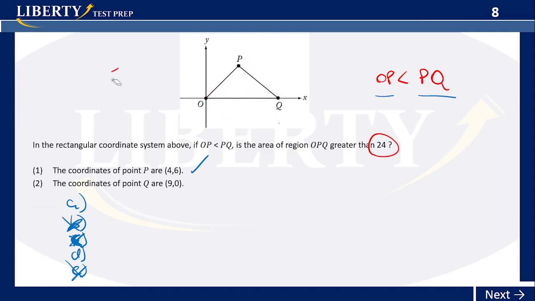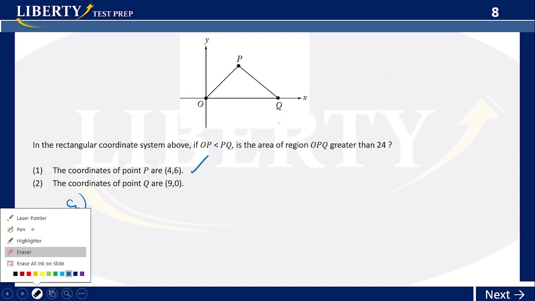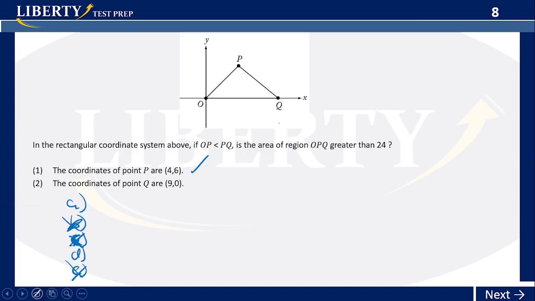Or datum, as we would say, right? So here we say, the coordinates of point Q are 9 and 0. So this one is 9, and this one's 0. We already know 0 for the center, right? Now, what's the matter with that? It doesn't give us the height, right? No height.